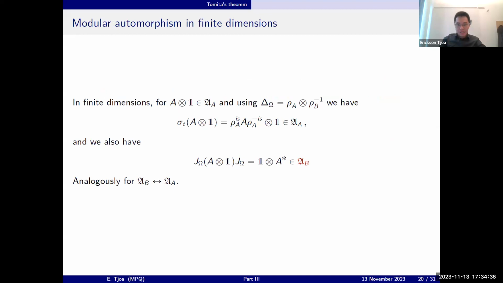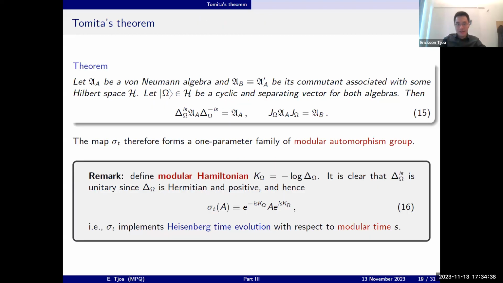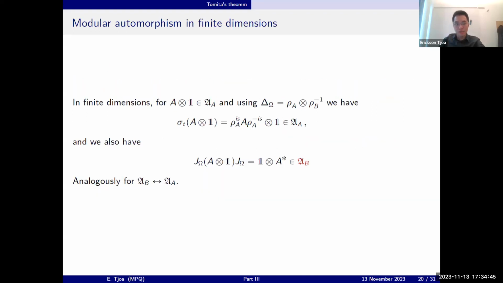And then in finite dimensions, this is actually very clear. So for example, to show that the algebra is invariant under the modular evolution, you can just apply the modular automorphism on Alice's operator, and you realize that the rho B inverse cancels out, but then the rho A evolves via the time evolution, and rho is e to the power of minus K, so it's basically time evolution in the modular time direction.